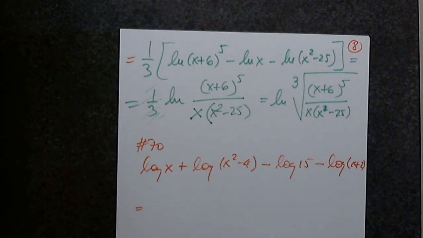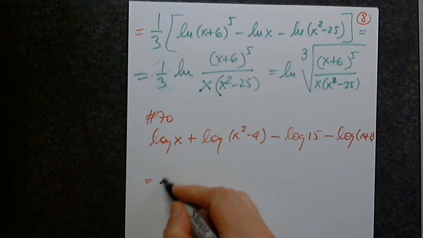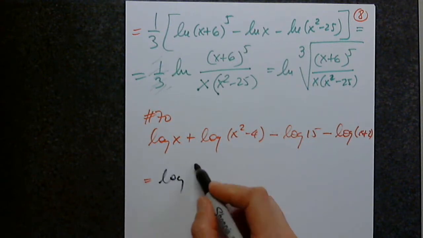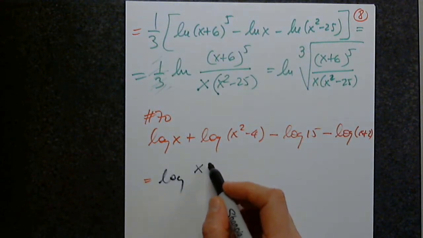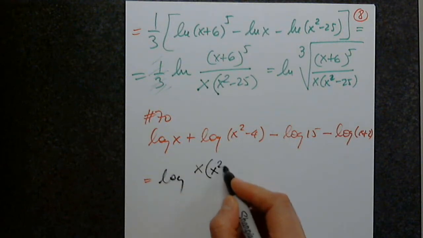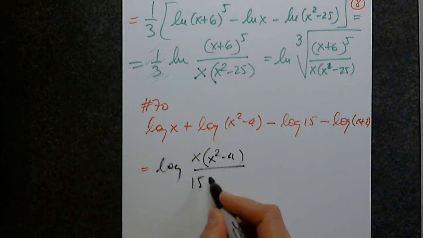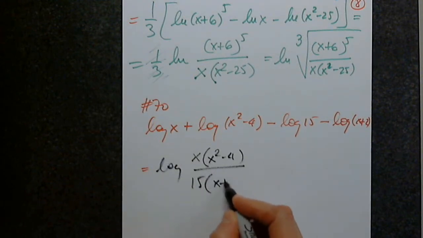Ready? I'm ready for the answer. Do you start with log? Yeah. And then is it a quotient? So, we have log. What do we have at the top? x in parentheses, x squared minus 4. And then at the bottom, 15, and in parentheses, x plus 2. Good.